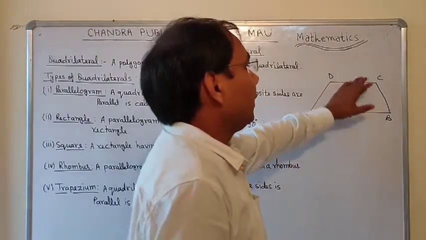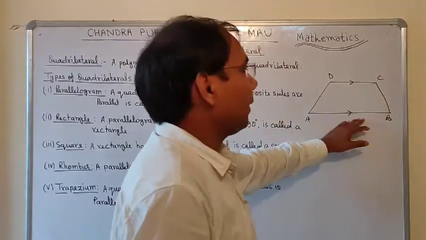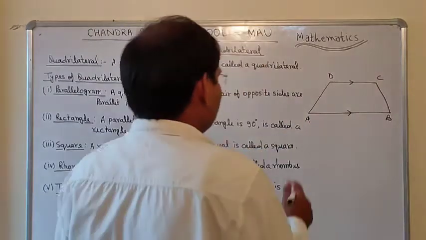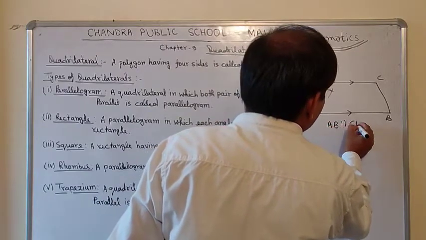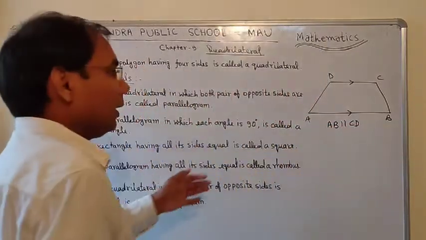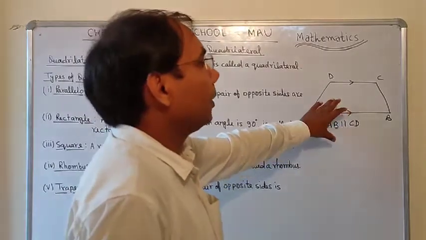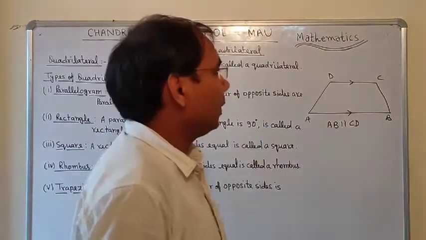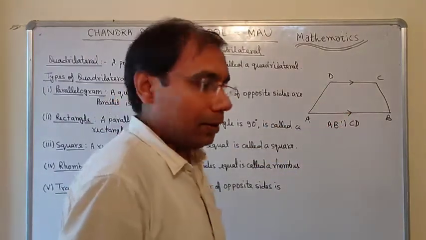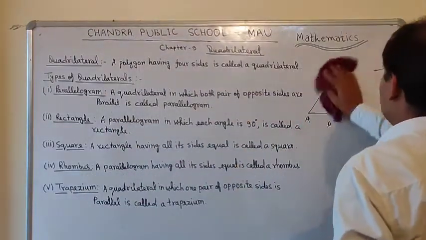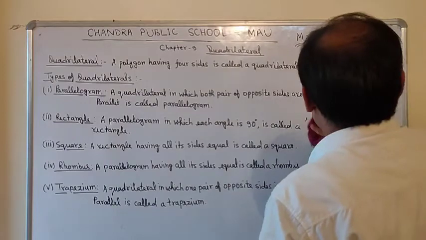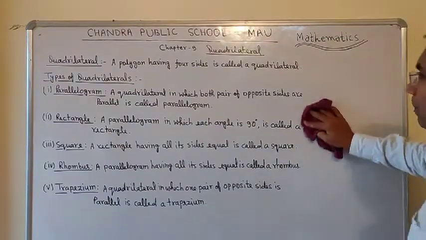So if in a quadrilateral one pair of opposite sides are parallel, then it is called the trapezium. Here it is given that AB parallel to CD. So that is called the trapezium. So it is a trapezium in which one pair of opposite sides are parallel. So students, these are some definitions related to the different types of quadrilateral.